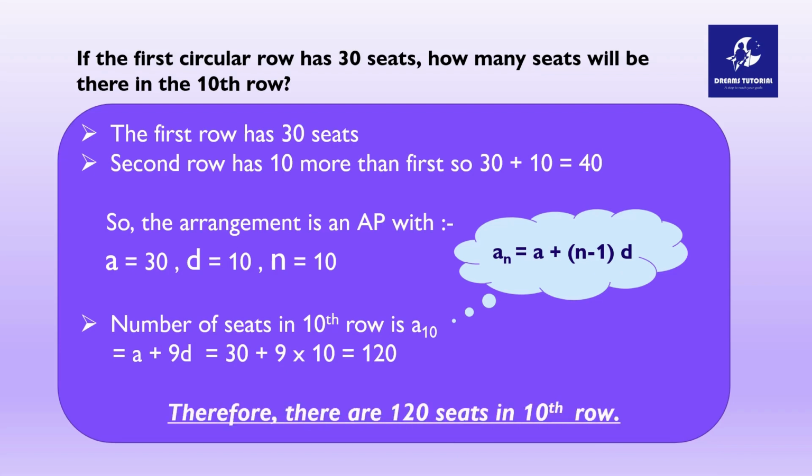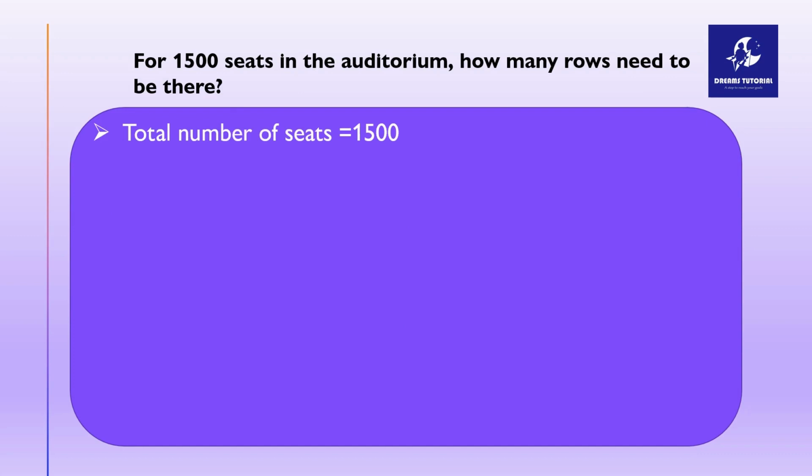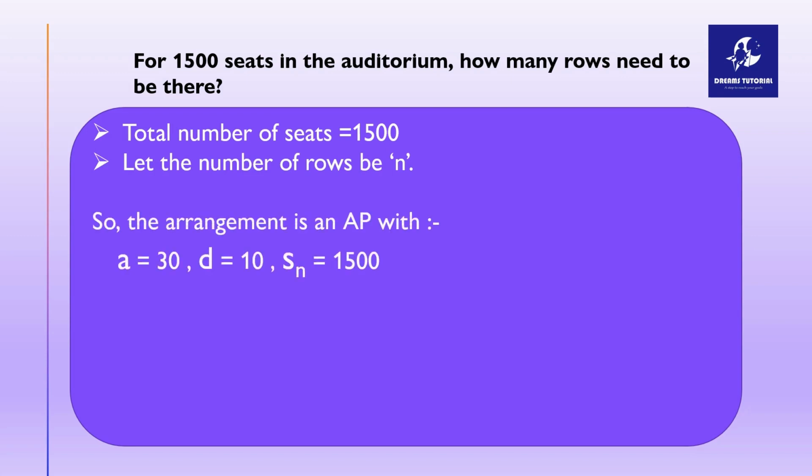Now let's look into the second part of the question. For 1500 seats in the auditorium, how many rows need to be there? Well, now total number of seats are 1500. So what is this 1500? Is it an or Sn? Let's see. So total number of seats are 1500. That means n, we don't know the number of rows. So let's take the number of rows as n and it is Sn.